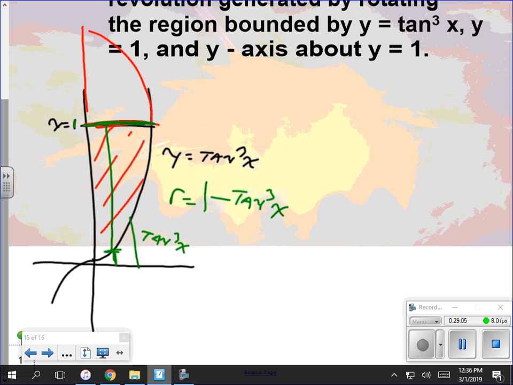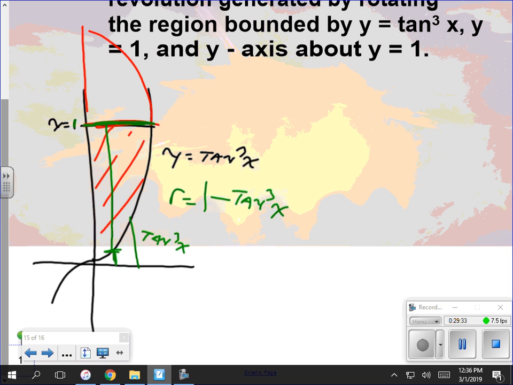The center of rotation is 1. The distance between that and the edge of what I'm rotating, that's my radius. Okay, so it's 1 minus the curve, because the curve takes me from the x-axis up to there. So you will have to make adjustments to your radius accordingly. This is part of why drawing a picture really, really makes a difference. Okay. So you do that.